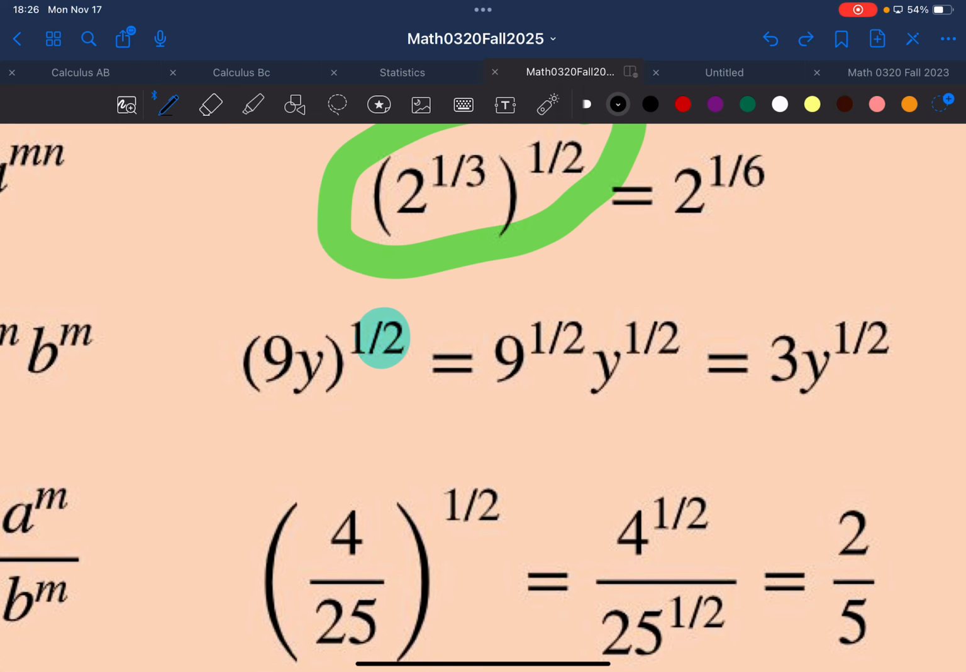So then this is 9 to the 1/2 power because we gave the 1/2 power to the 9. And then y to the 1/2 power because we gave that exponent to the y. So we already did that before. We just never gave it a name. And so it's simplified to 3y to the 1/2 power because 9 to the 1/2 power is the square root of 9, which is 3.